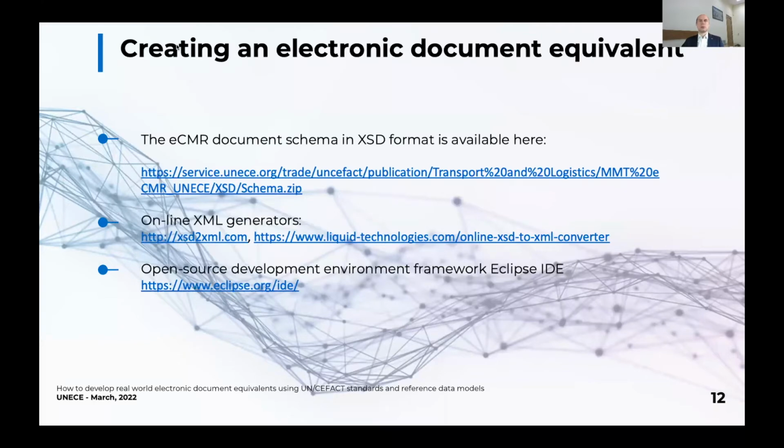Creating an electronic document equivalent. This stage is not described in the guidance proposed by Dmytro. However, it seems appropriate to single it out separately. The list of attributes mapped with the entities of the Ecmr profile of the data model created at the previous stage, made using Microsoft Excel, clearly demonstrates the structure of an electronic document, but cannot be used as such. For this purpose, it's proposed to create an electronic document in XML format. The Ecmr document schema in XSD format is available by the link provided.